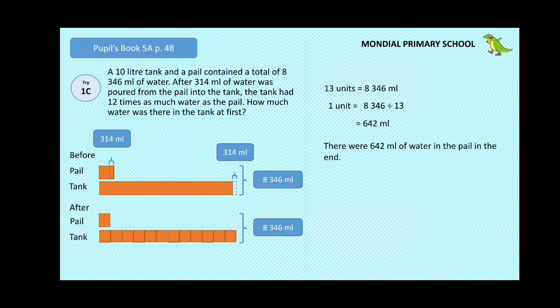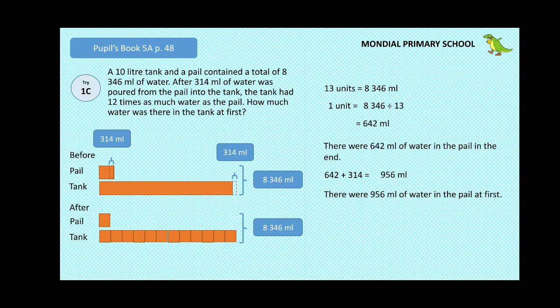Now, how can we find how much water was in the pail at first? Yeah, you're right. Add it to 314. So, 642 plus 314 is equal to 956. Fantastic. There were 956 milliliters of water in the pail at first.